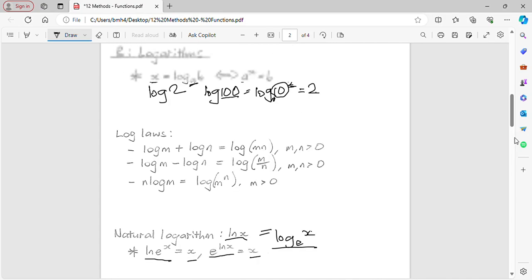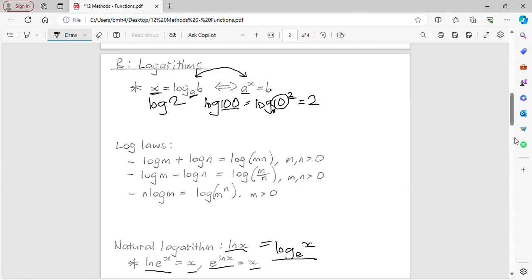So really, with logs, we can have the base altered. We can have logs of base 2 or 3 or 8. But if there's no number there, we just assume it's 10.